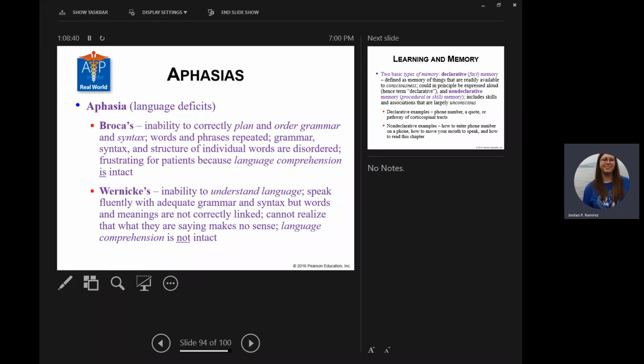Versus Wernicke's aphasia, where they have an inability to understand the language. They can speak fluently with adequate grammar and syntax, but the words and meanings are not correctly linked. So they may say something, but they don't understand what they're saying. They cannot realize that what they're saying makes no sense, and language comprehension is not intact.